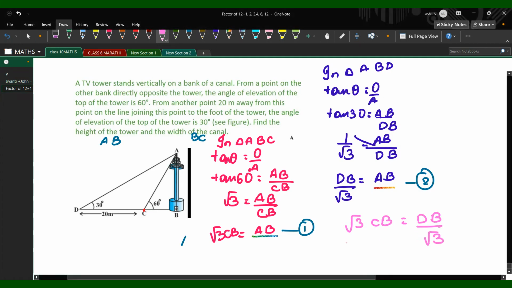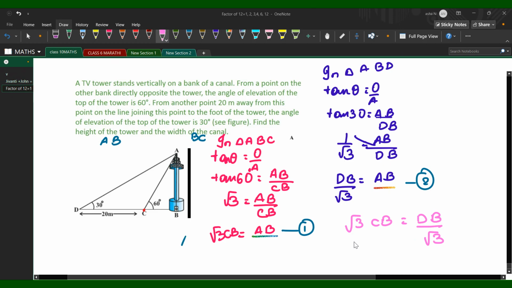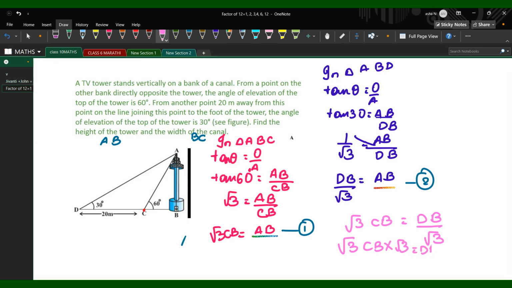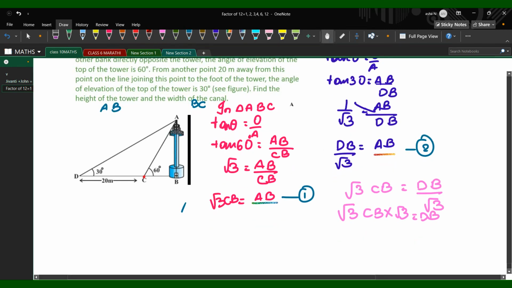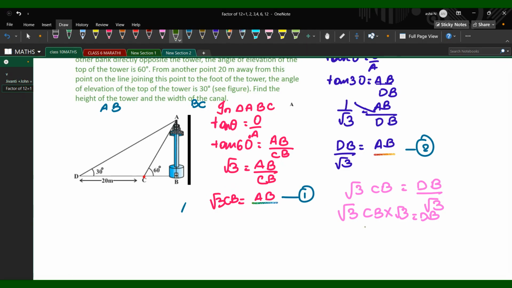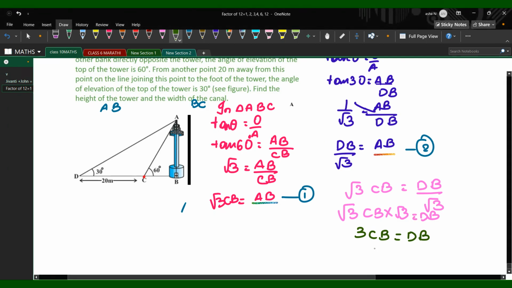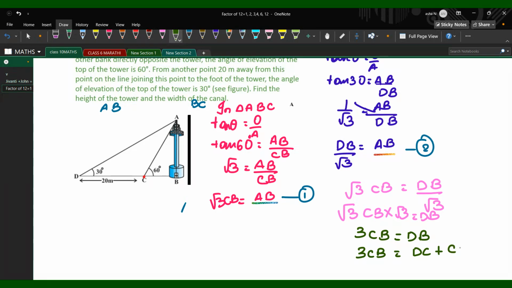That we will do now. After cancelling this root 3 and root 3, we will do root 3 CB into root 3, which is equal to DB. Then root 3 into root 3 will be 3 CB, which is equal to DB. CB we don't know the value, but we know that DB is made up of DC plus CB.